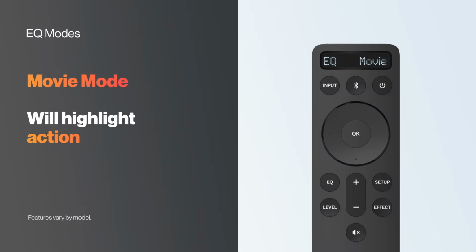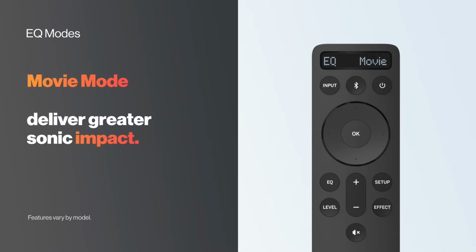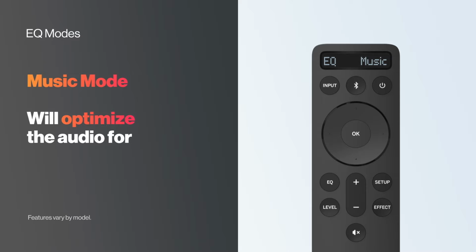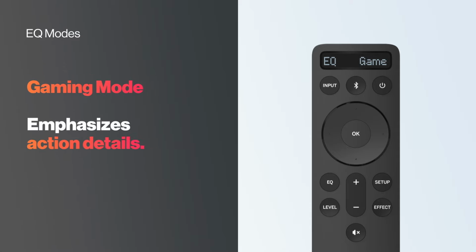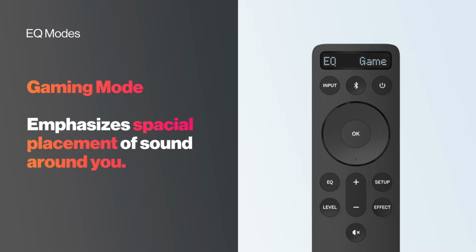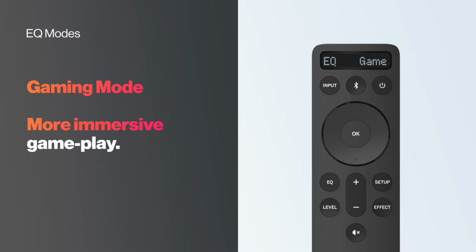The Movies mode will highlight the on-screen action for bigger explosions and sonic impact. The Music mode will optimize the audio for deeper bass, clearer musical details, richer vocals, and overall smoother sound. The Gaming mode emphasizes action details and the spatial placement of sound around you for a more immersive gaming experience.